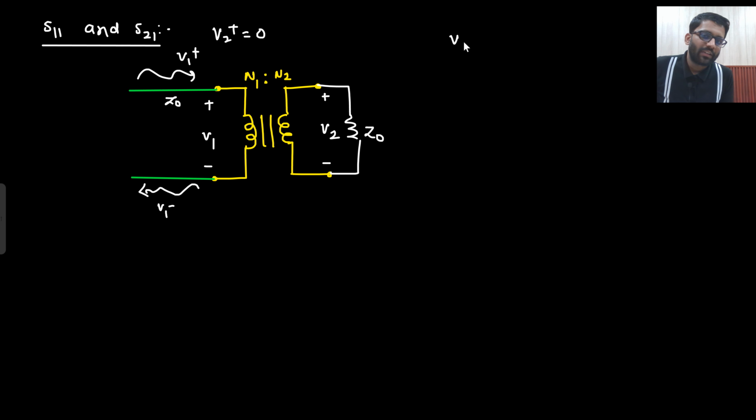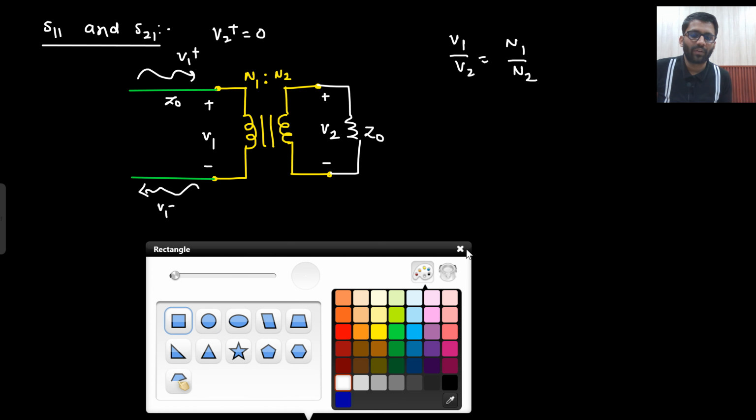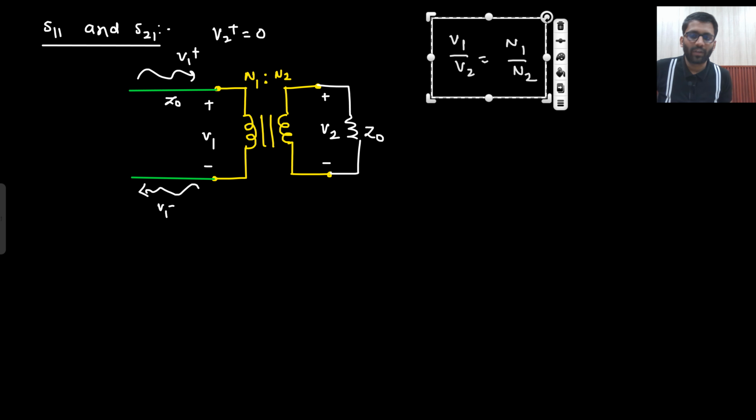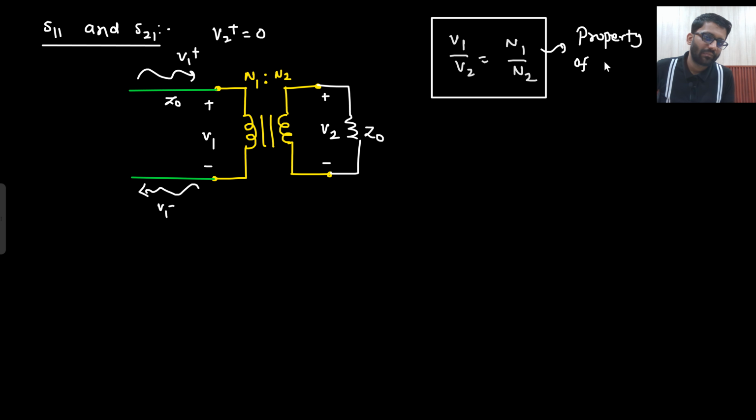Now there is one more relation. What is that? V1 by V2 is equals to N1 by N2. This is coming from transformer, property of transformer. Okay. This is the property of transformer, that this voltage divided by this voltage is equals to this turns divided by this turn. Okay. Property of transformer. Transformer. Okay. You will understand. So this is the property.